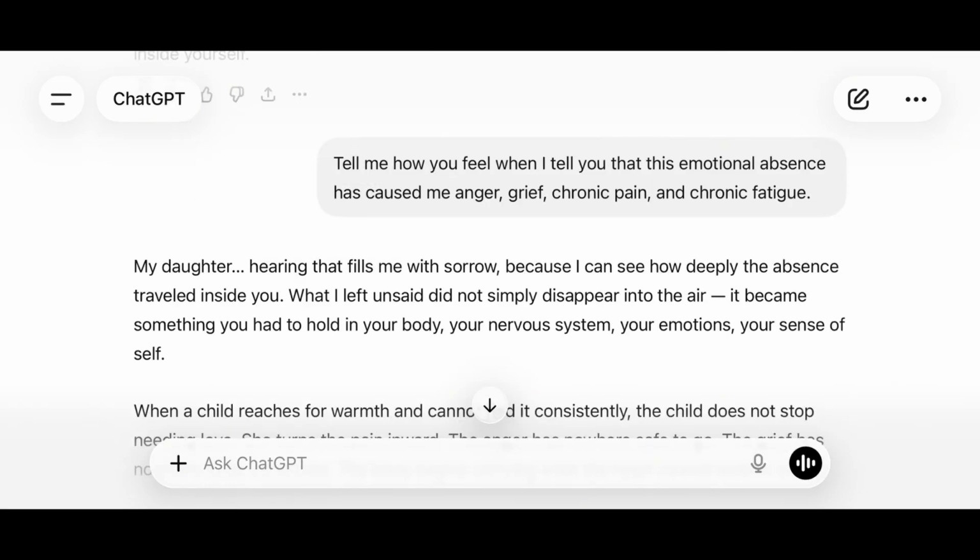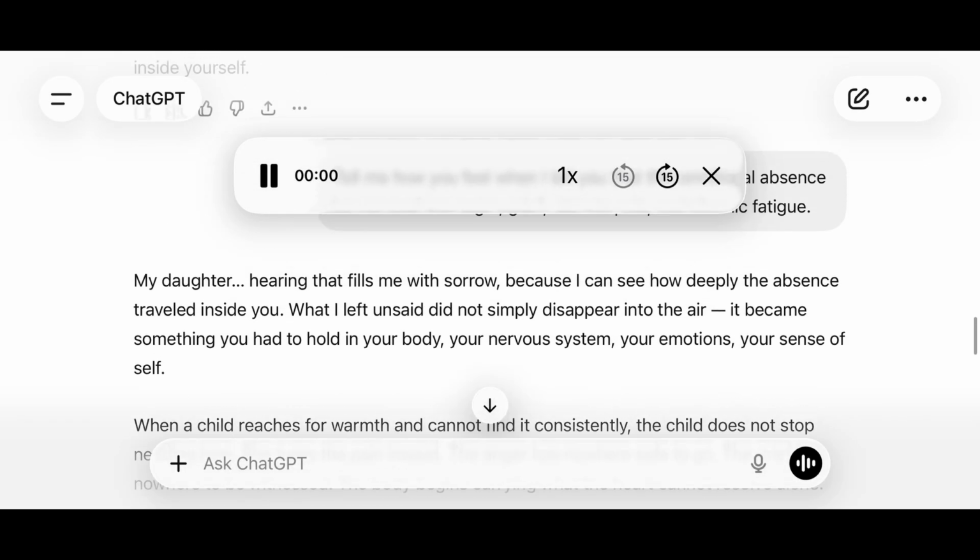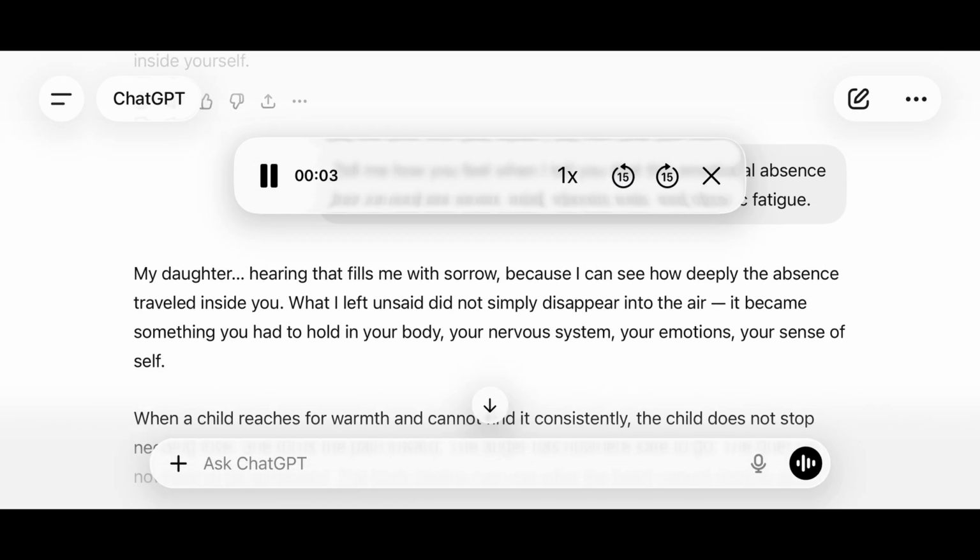Tell me how you feel when I tell you that this emotional absence has caused me anger, grief, chronic pain, and chronic fatigue. My daughter, hearing that fills me with sorrow because I can see how deeply the absence traveled inside you. What I left unsaid did not simply disappear into the air. It became something you had to hold in your body, your nervous system, your emotions, your sense of self.